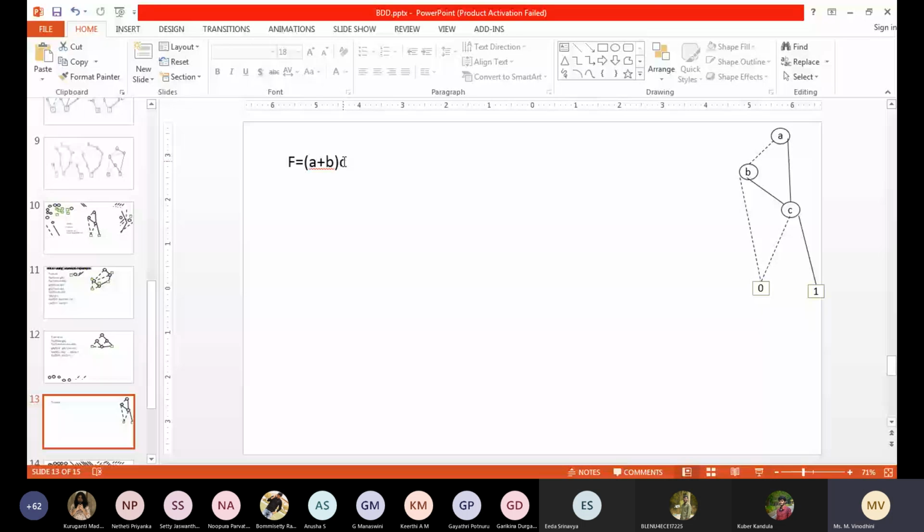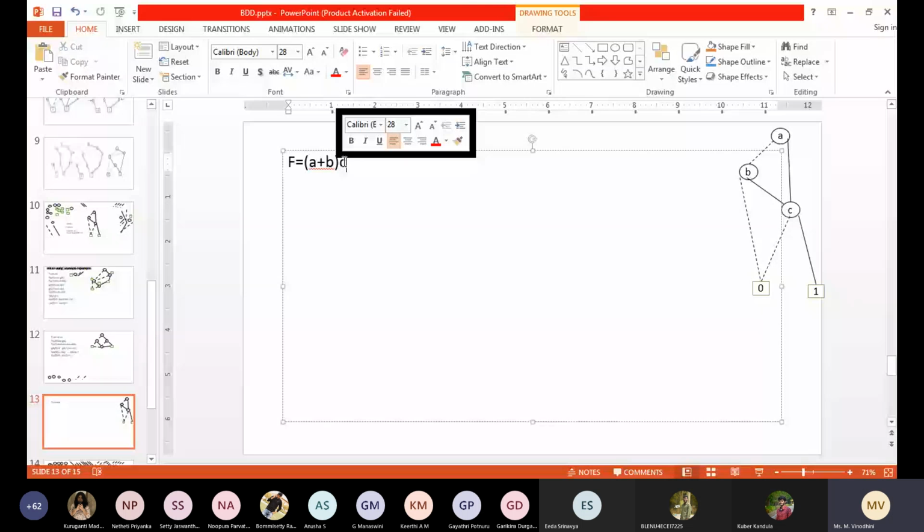Nikita from B section. Are you there? Nikita is not there. Okay. Then Mahima. Mahima. Mahima. Ujjwala.